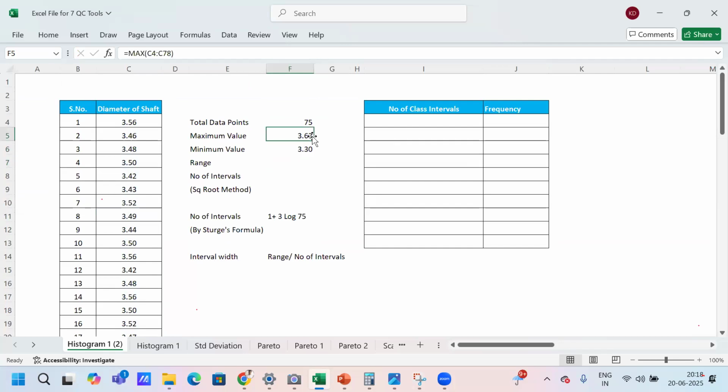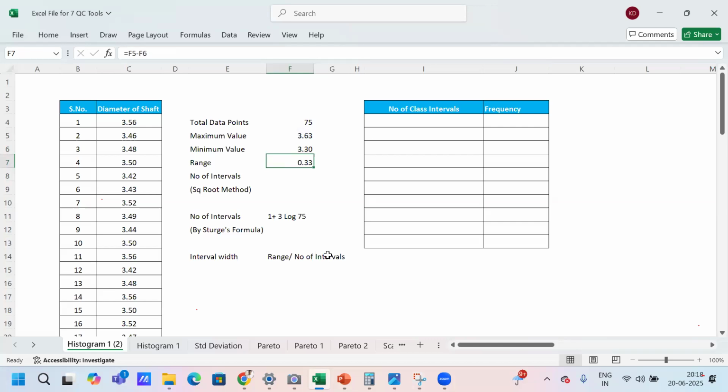Okay. So Akash gave me two values, sir. The maximum value is 3.63 mm, suppose the diameter is in mm, and the minimum value is 3.30 mm. Okay. Now I already taught Akash how to calculate range. It is very simple. Akash told me that maximum value minus minimum value is the range, sir. Okay. So the range is 0.33.